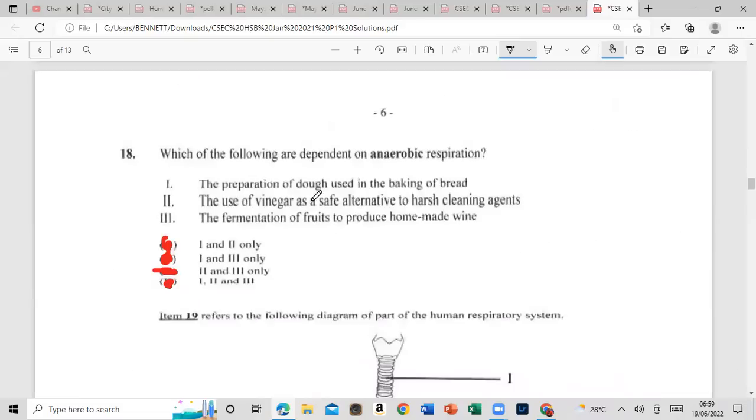Number 18. Which of the following are dependent on aerobic respiration? 1. Preparation of dough used in baking of bread. 2. The use of vinegar as a safe alternative to harsh cleaning agents. 3. The fermentation of fruits to produce homemade wine.